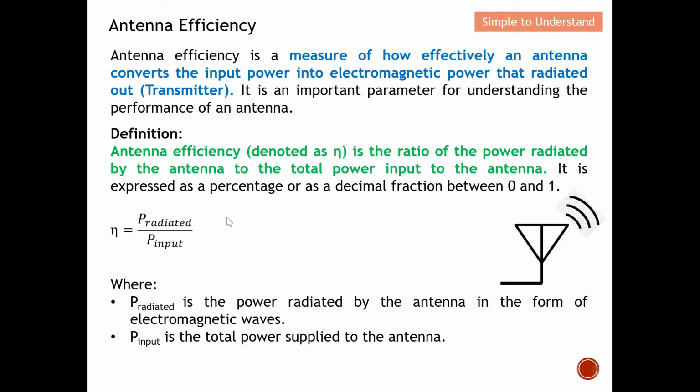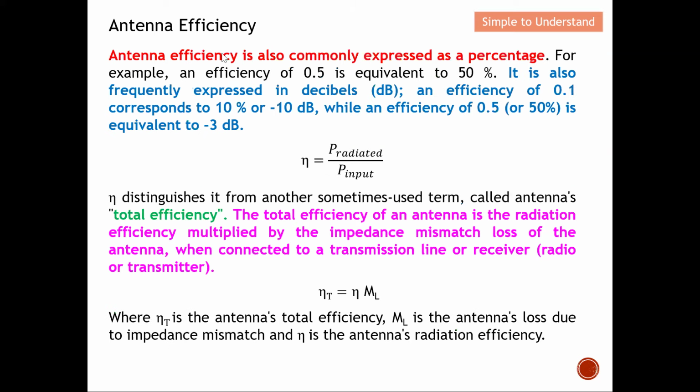Antenna efficiency is between 0 and 1. 1 is the ideal, a very highly effective antenna, and 0 is very ineffective, where basically nothing is converted. Here you can see that in the ideal case, I want as much power as possible to be converted to radiated power. For 0, nothing is converted into radiated power. So this is a quick understanding of antenna efficiency. Antenna efficiency is also commonly expressed as a percentage. For example, an efficiency of 0.5 is equivalent to 50%.